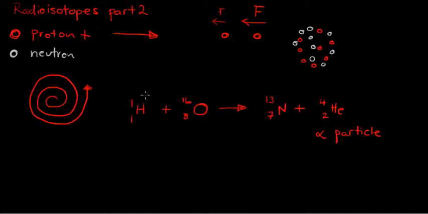Now this is the particle that we accelerate. We accelerate that in a cyclotron, or hospitals accelerate that in cyclotrons. They fire it, they direct it towards an oxygen nucleus, and the nuclear reaction that takes place has products nitrogen-13, which is an isotope. Okay, so that's our radioisotope there. And a helium nucleus.